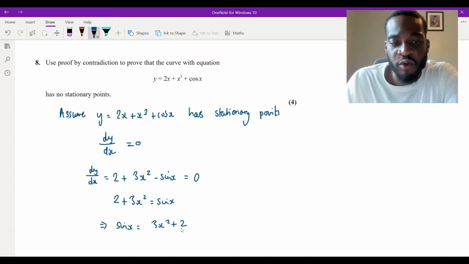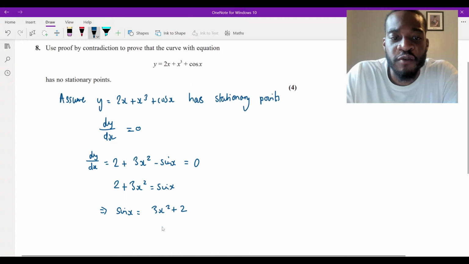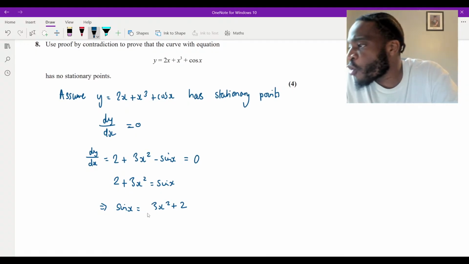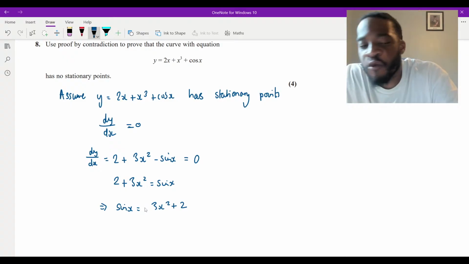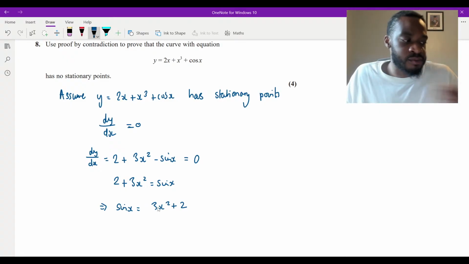Now, we know how these types of questions work, right? We're looking for some contradiction. So is there anything wrong with this equation?